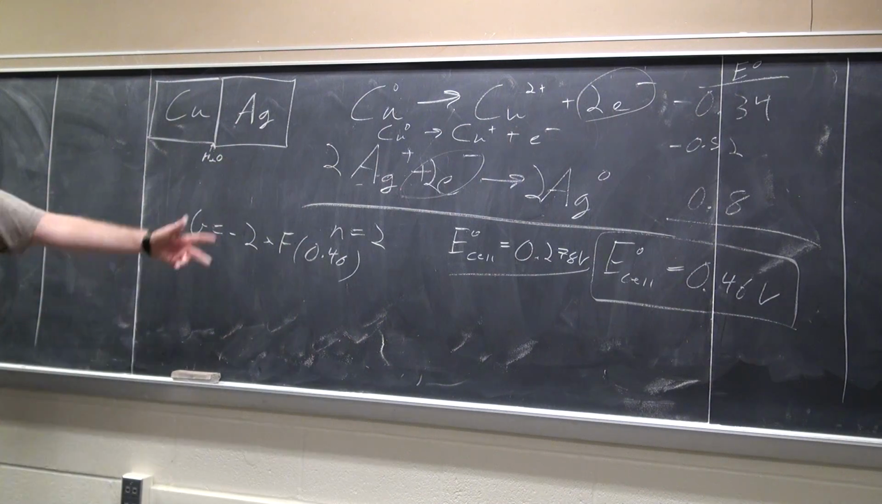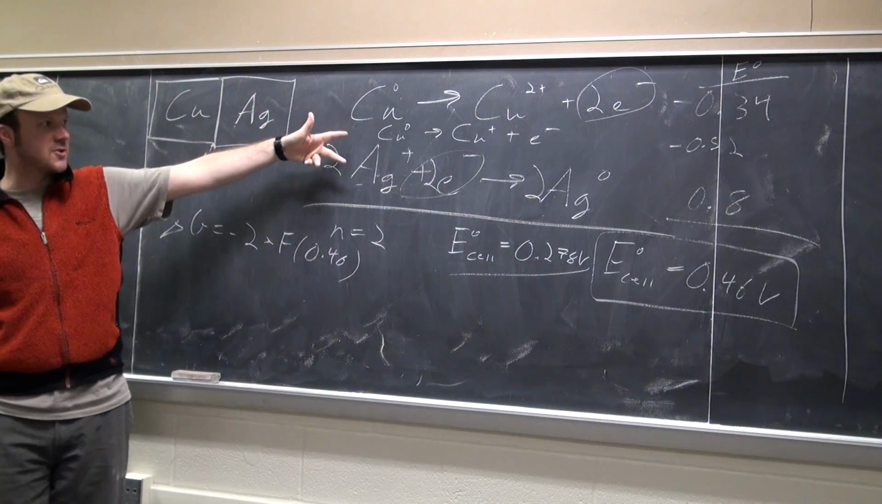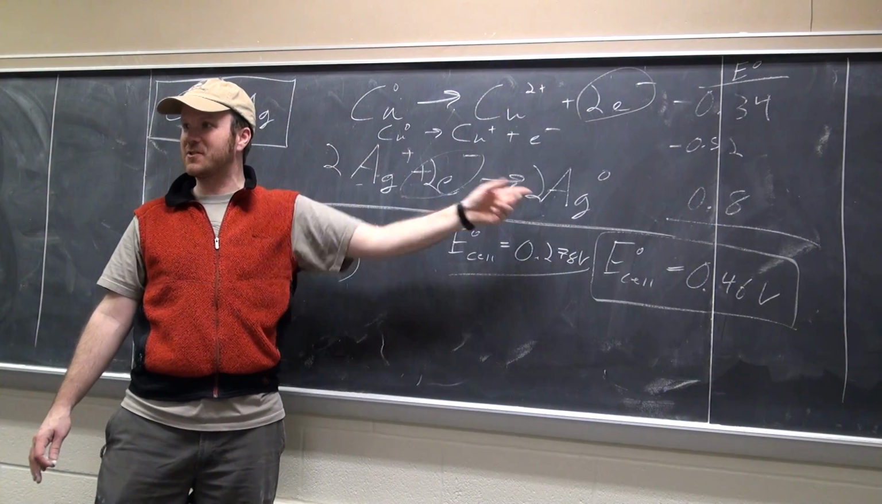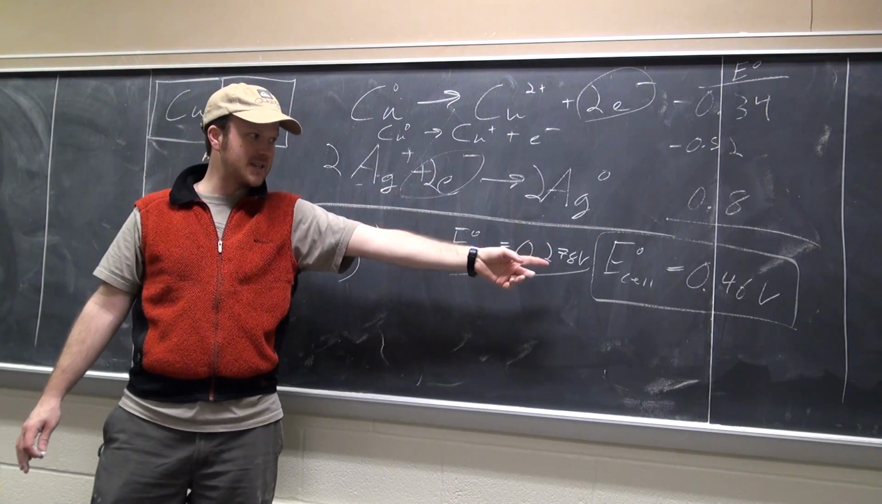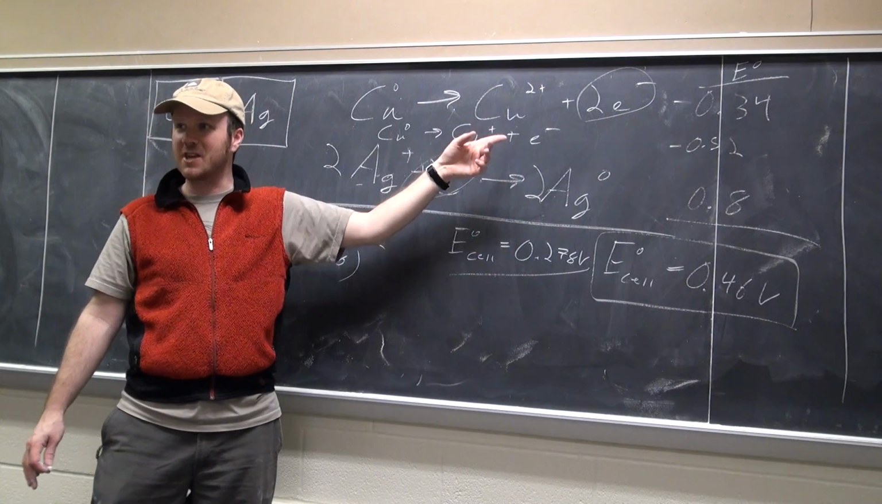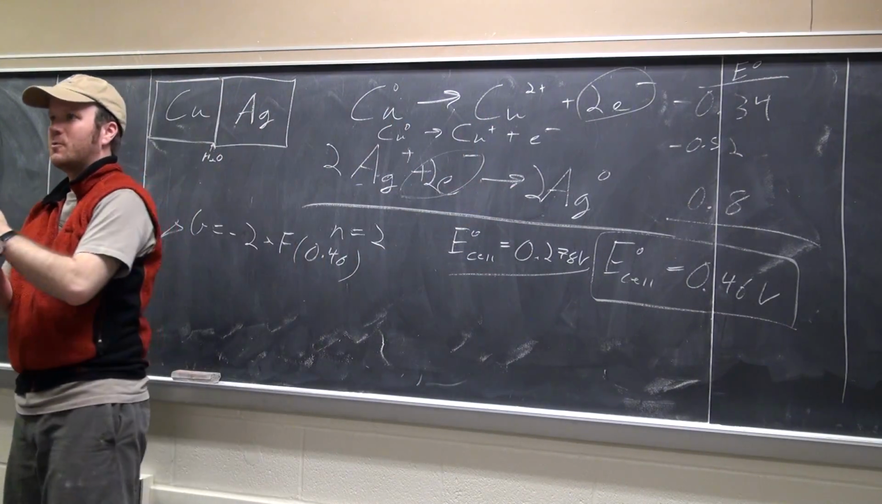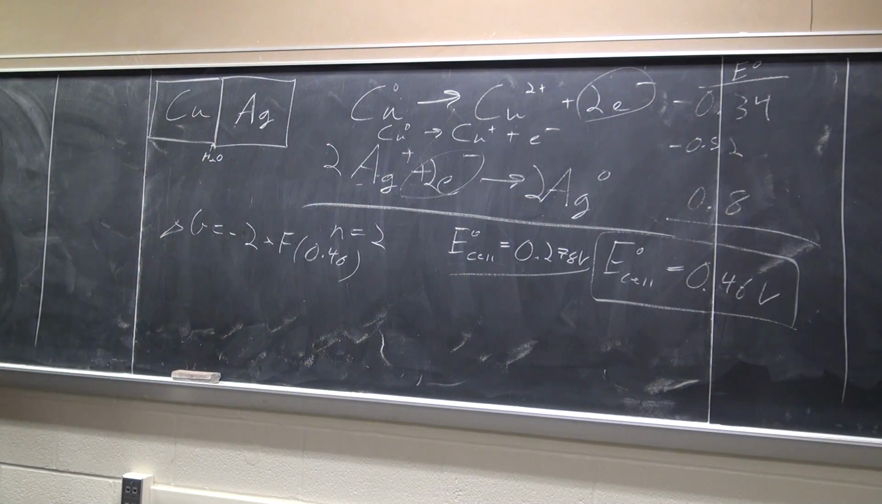Yeah, so you could figure it out from the reduction potential chart, or you could try it one way. So copper's going to oxidize, silver's going to reduce. What's my cell potential? Or silver's going to oxidize, copper's going to reduce. What's my cell potential? And then you can figure out which one is more noble. However, I'll give you the chart on the exam.